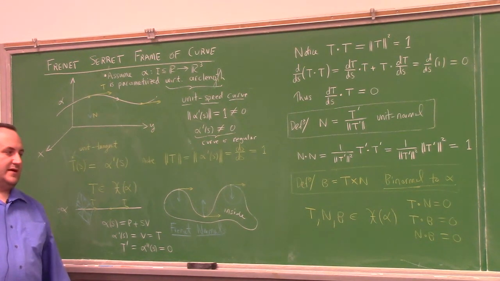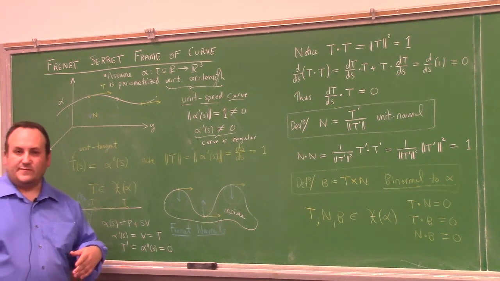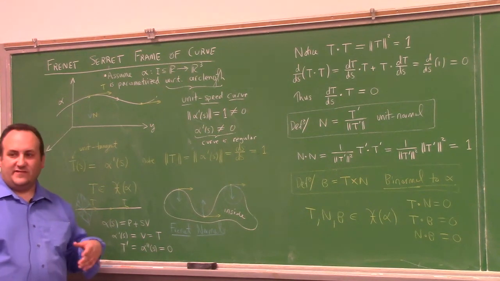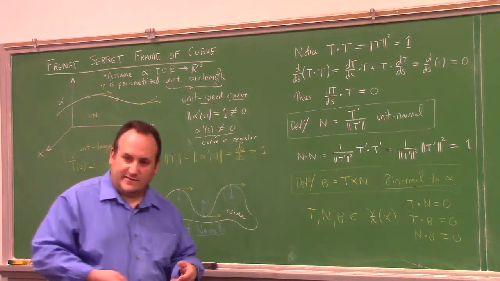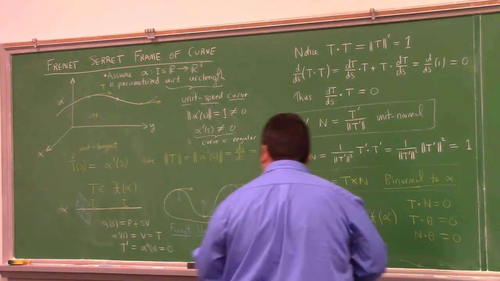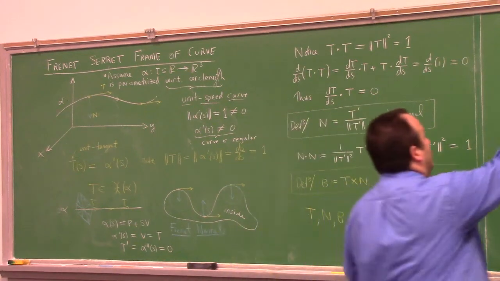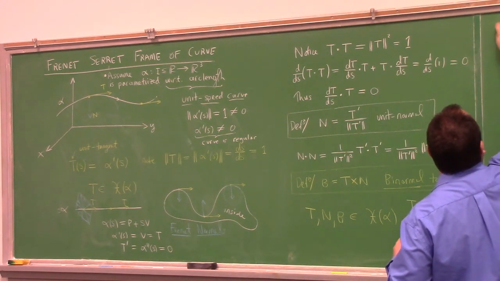Now, my claim is that TNB is a right-handed triple, which means that if we calculate cross products of t, n, and b, it behaves just the same as cross products of x hat, y hat, and z hat, or i, j, and k for you guys, right? So I guess you guys are aware of the identity.